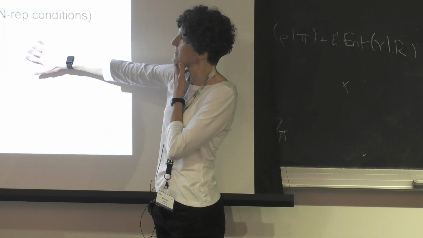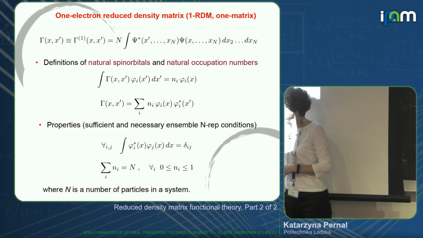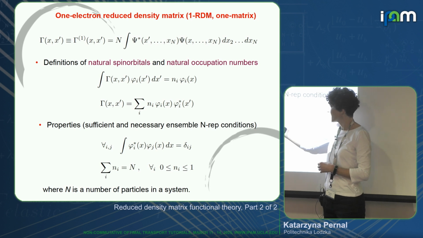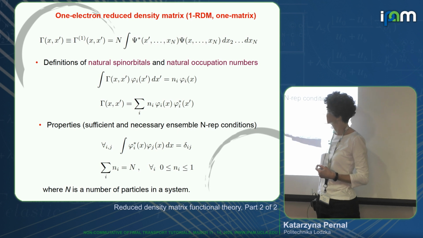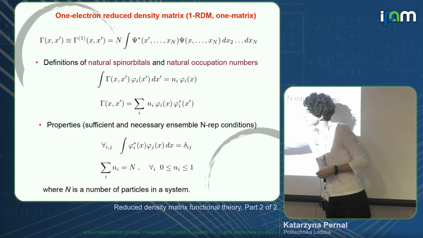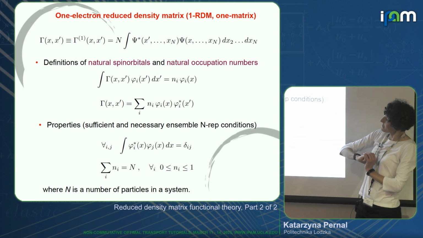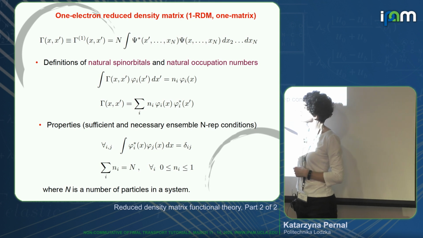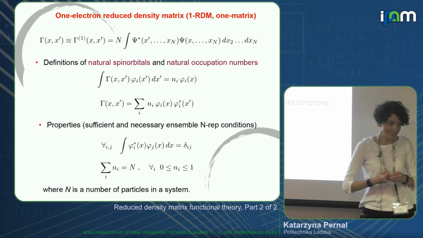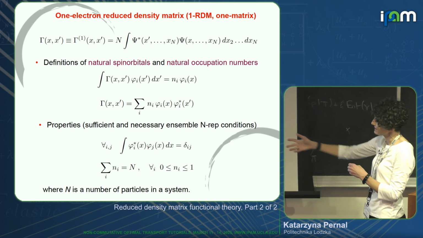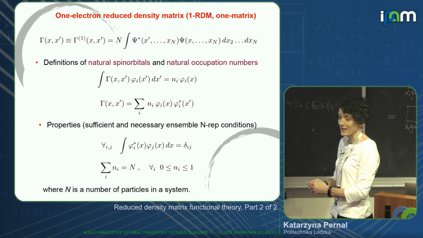You can easily check if your 1 RDM is n-representable by checking if it's Hermitian, right? If it's Hermitian, then immediately you have satisfied that the eigenfunctions are orthonormal. And you have to check the normalization, that the trace, or the sum of all natural occupation numbers, sums up to the number of particles n. And I think those are the most important, the least trivial conditions of n-representability, namely that the occupation numbers are non-negative and not greater than 1. Okay, that's what we know.